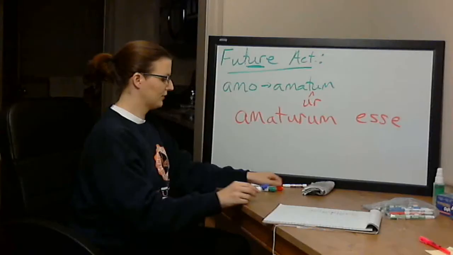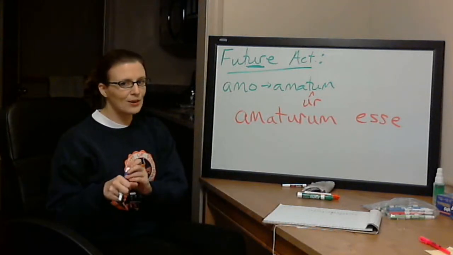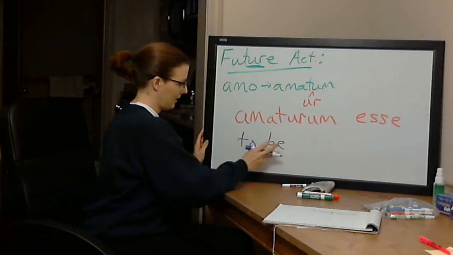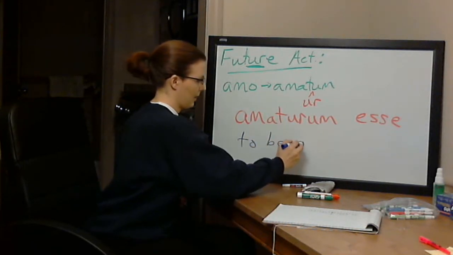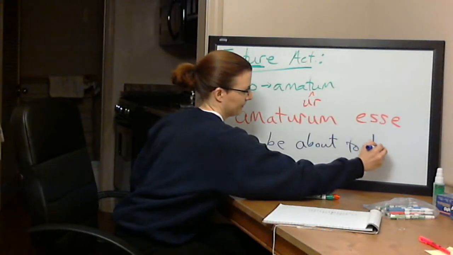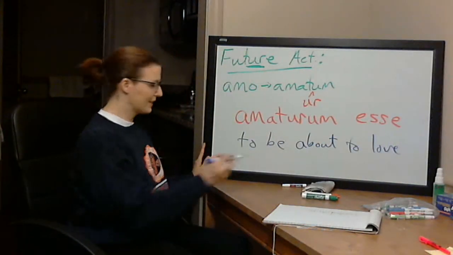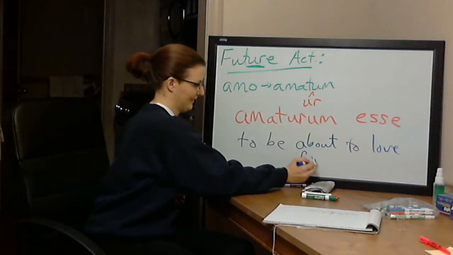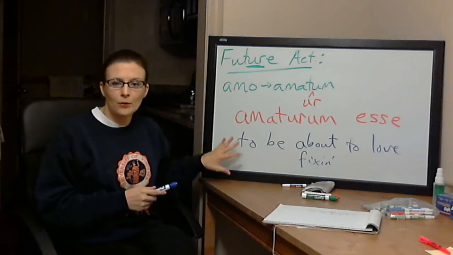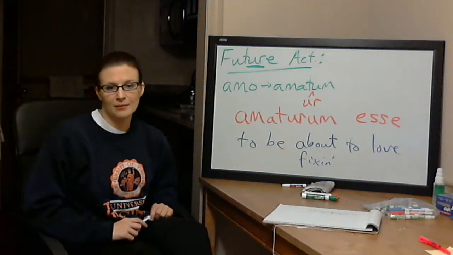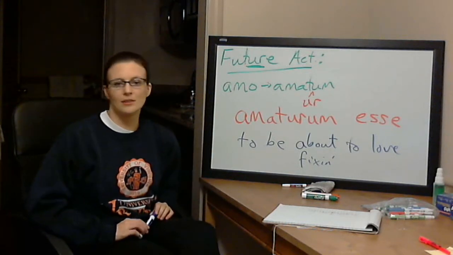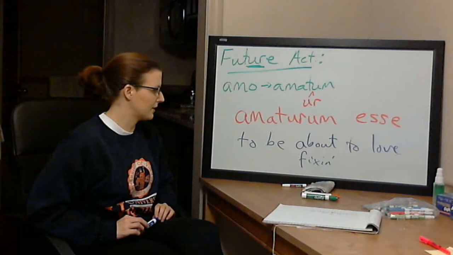And to translate this, you ready for some very, very clumsy, awkward English? To be about to love. If I can be Southern again, to be fixin' to love. This is so clumsy and awkward in English that students hate it and they feel very awkward when they have to say it. And yes, out of context, it is clumsy and makes our language sound ridiculous.